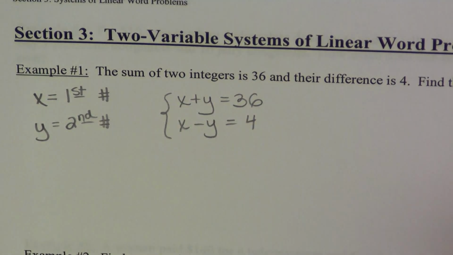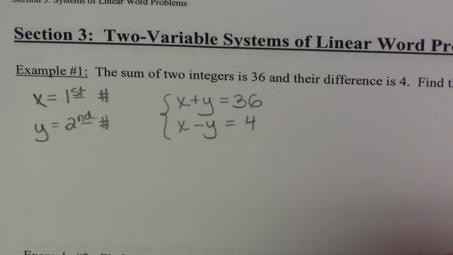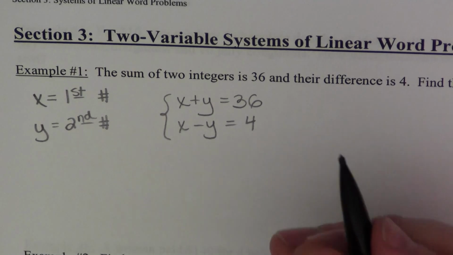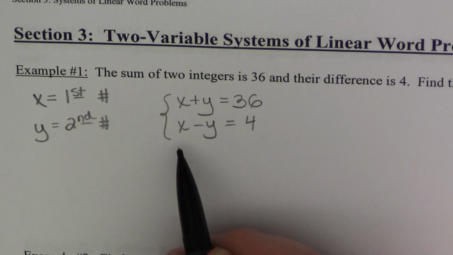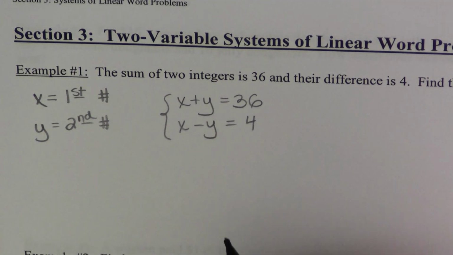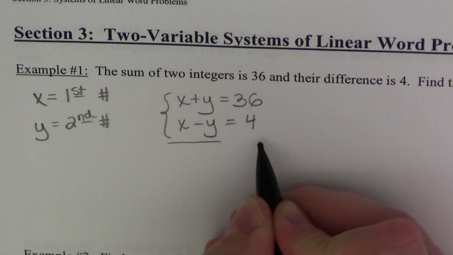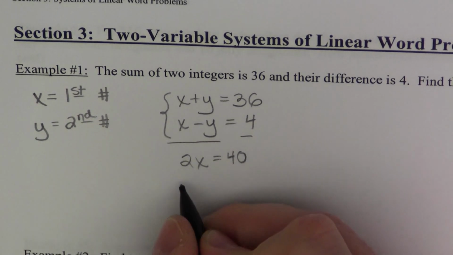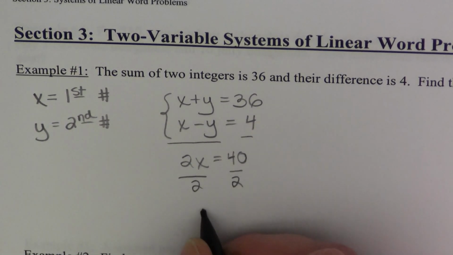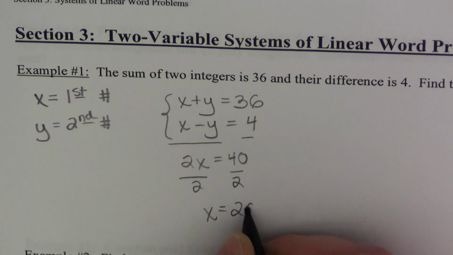I have two equations with two variables. I get a system, and now I need to solve. I can use any of the methods for solving. Usually we'll go with elimination or substitution. I think here elimination is going to be really easy because the y's will get eliminated right away. Add those two equations together, and we're going to get 2x equals 40. Divide by 2, x equals 20.